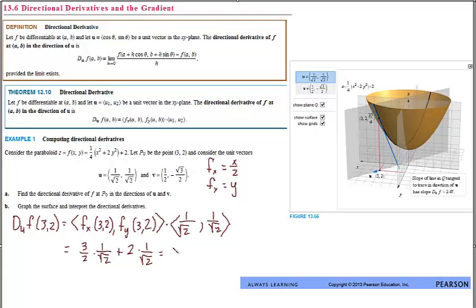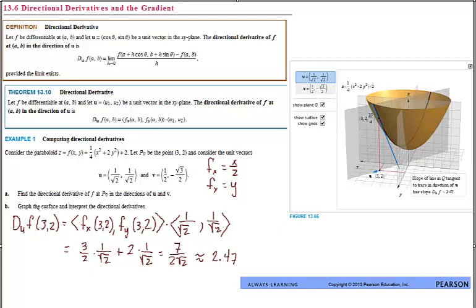Getting common denominators and whatnot here, I'm going to get 7 over 2 square roots of 2, and if I do this computation on my calculator, I will get 2.47, which means that the function is increasing at 3, 2 in this direction. It's positive, so it's increasing, and here's the slope. This is how it's increasing, by the value 2.47 in that direction.